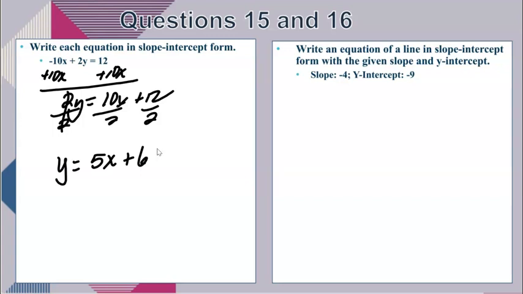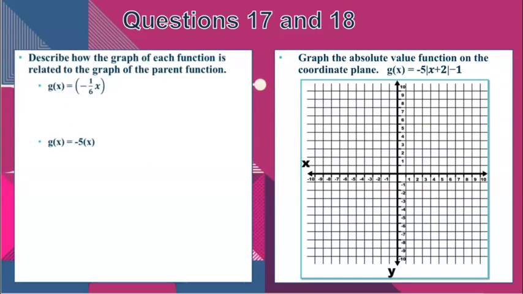Question 16, we're going to write an equation of a line in slope-intercept form with the given slope and y-intercept. So I would have y equals, the slope is -4, so -4x, and the y-intercept is -9. Question 17.